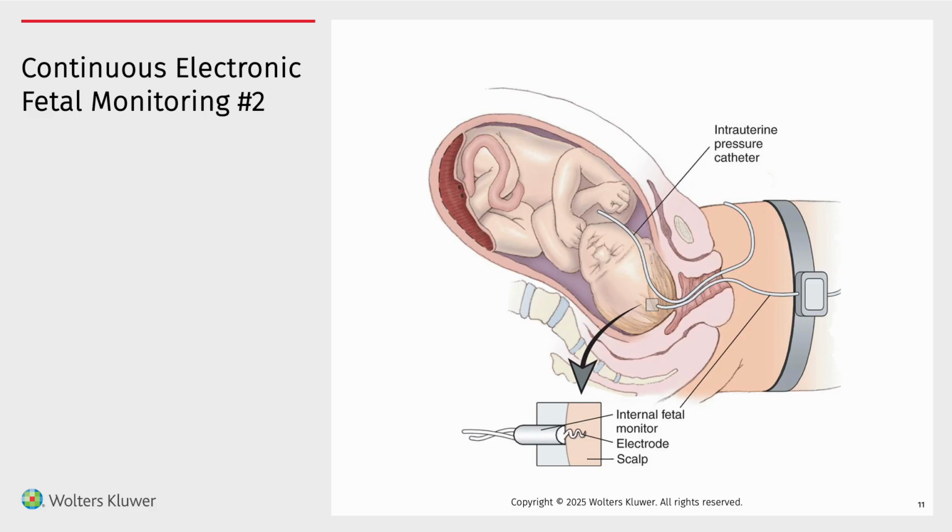The intrauterine pressure catheter, or IUPC, is placed inside the uterus next to the fetus after the membranes have ruptured. It directly measures the strength, frequency, and duration of uterine contractions in millimeters of mercury. This gives us an objective measure of the contraction intensity, something external monitors cannot really assess accurately.